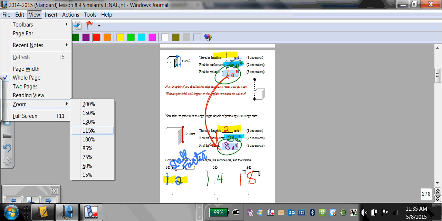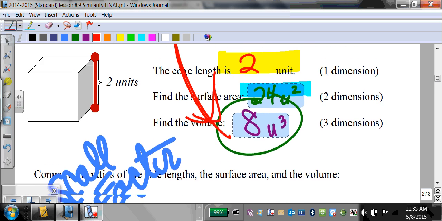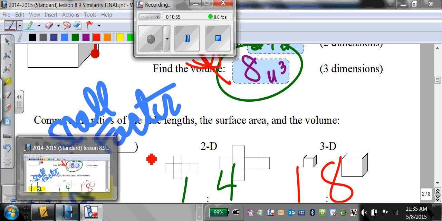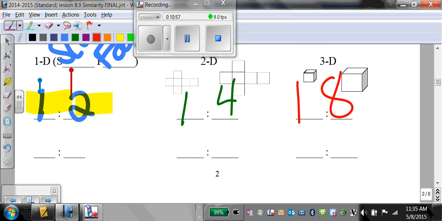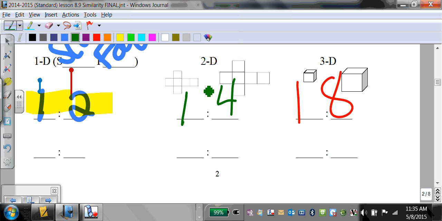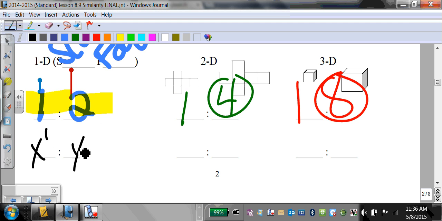So take a look. The pattern is this. When we doubled the edge length, the area quadrupled, and the volume gets 8 times as big. And the reason is this. Ready? Under this, write this. X to the first, Y to the first.